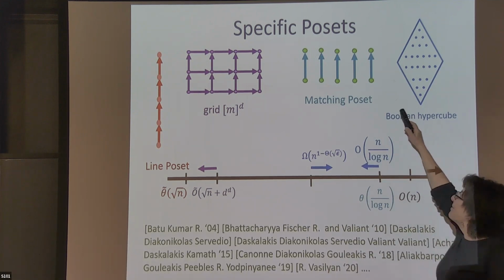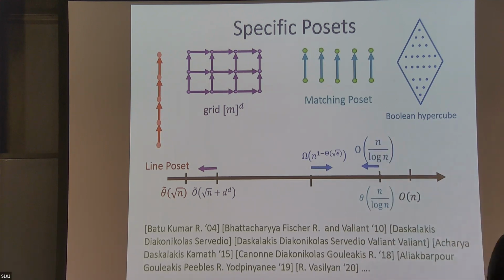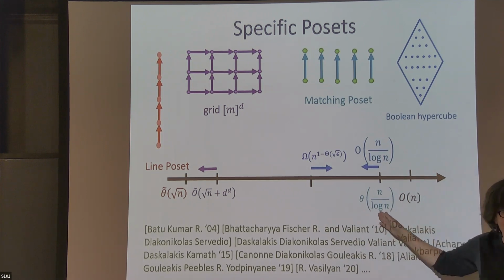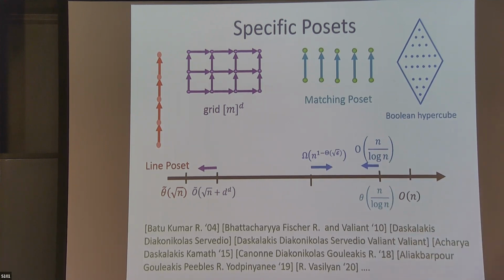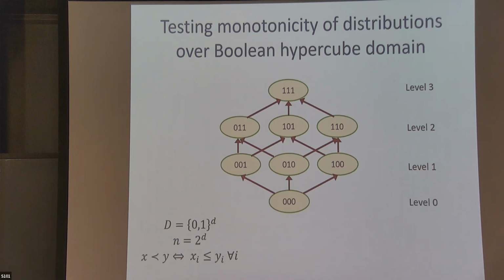And just one really stupid poset, the matching poset, like who cares about that? It turns out to be useful for lower bounds. And also we exactly know what its sample complexity is. That's why it's so useful for lower bounds, but that's another example of a poset that we actually know. All right, let's talk about the hypercube because that's what I want to talk about.